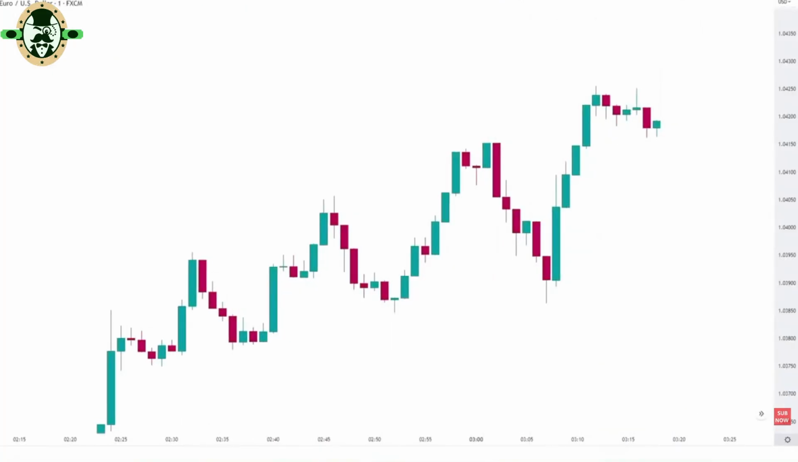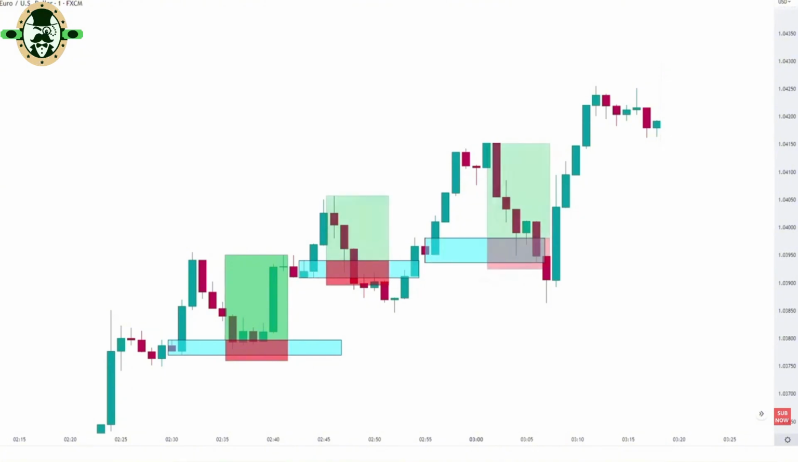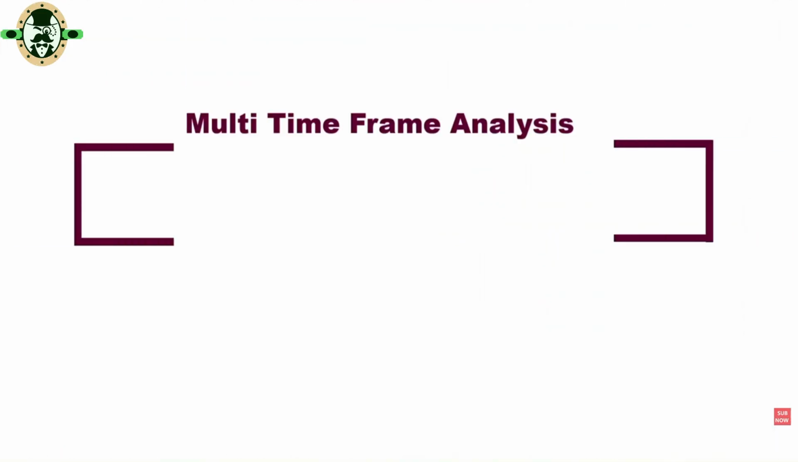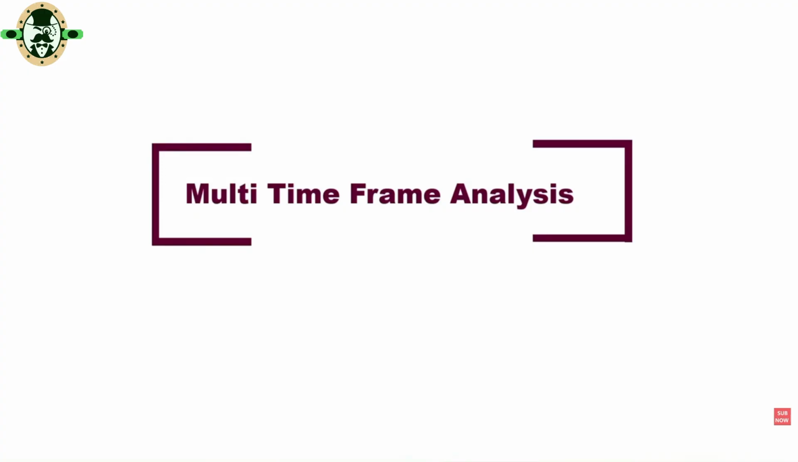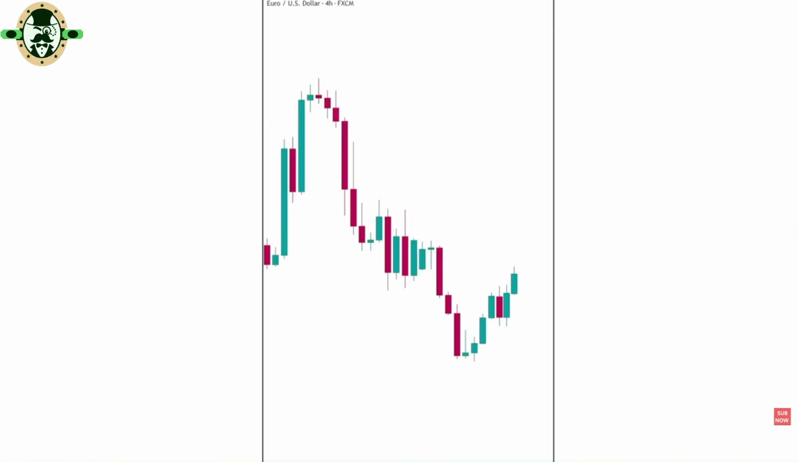Now let's put it all together with a multi-time frame example. On the 4-hour chart, we see price break demand to the downside with inefficiency. The candle that caused this move becomes our order block and zone of interest for shorts. So, we have a 4-hour bearish bias.